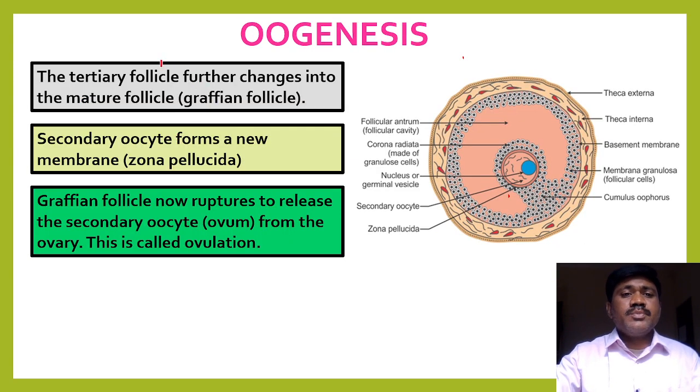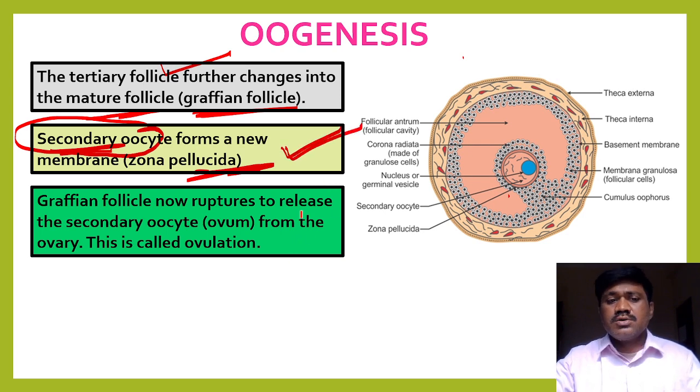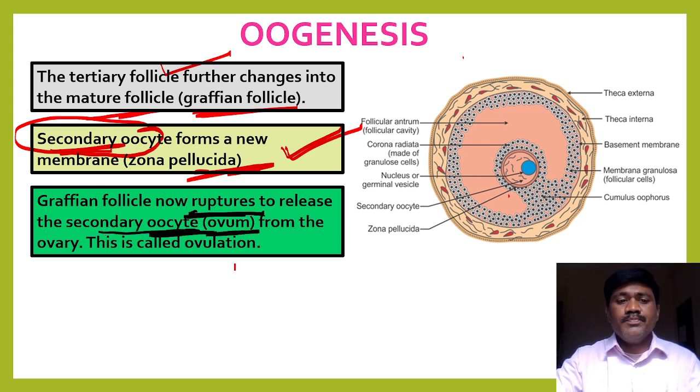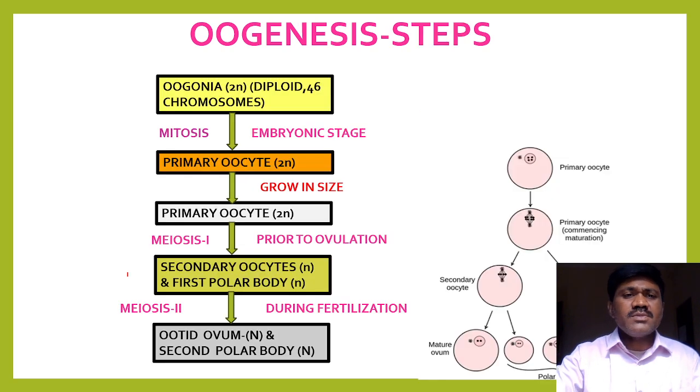So now the tertiary follicle changes into the mature follicle. This mature follicle is called what? Graafian follicle. In the Graafian follicle the secondary oocyte is there, and around the secondary oocyte one layer is formed, which is called the zona pellucida. Now what happens when the Graafian follicle completely matures? It ruptures and releases the secondary oocyte, which is also known as the ovum. This process is called ovulation. This is the Graafian follicle diagram, and you can observe the zona pellucida layer around the secondary oocyte.